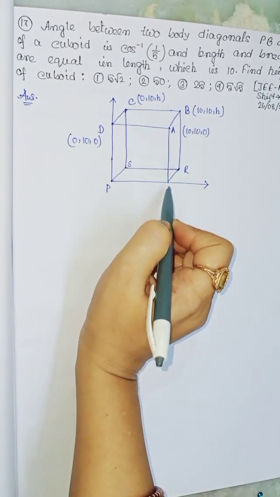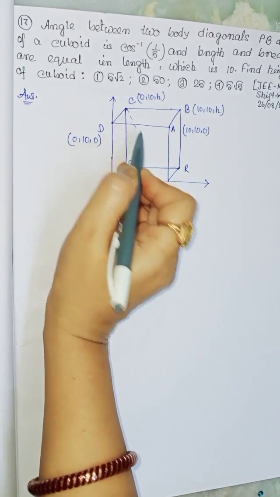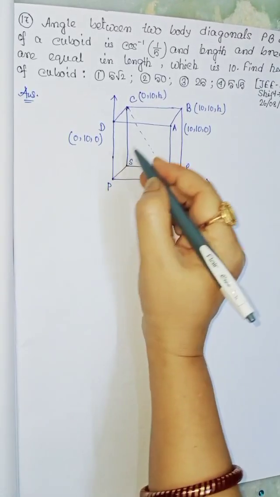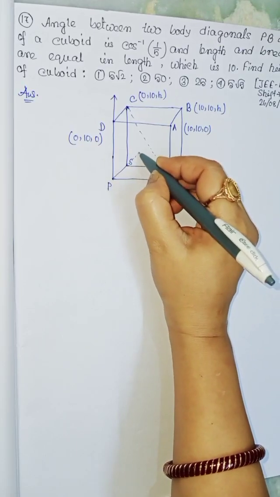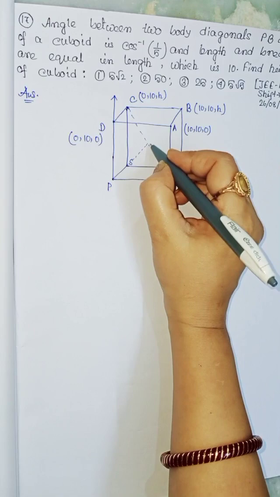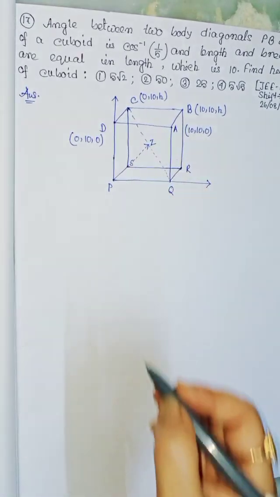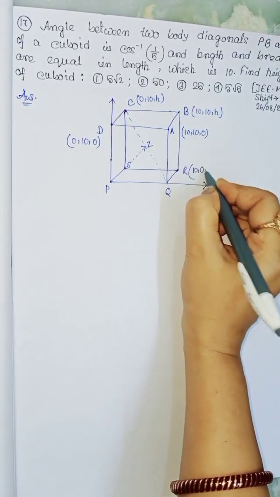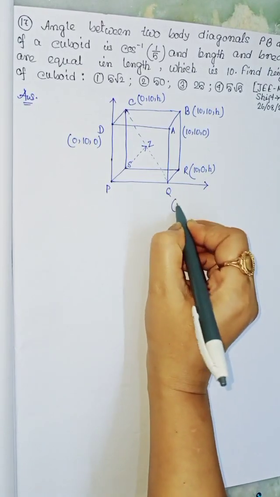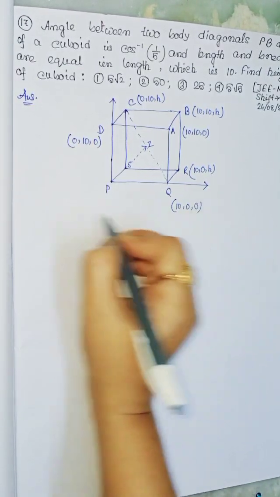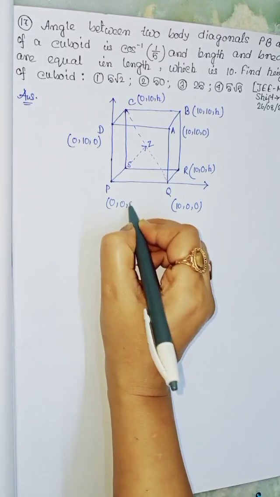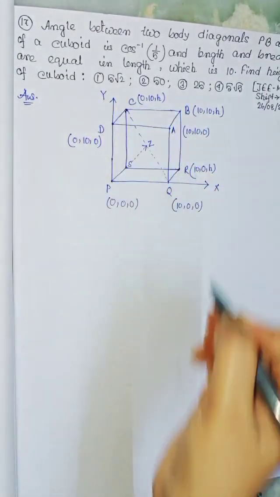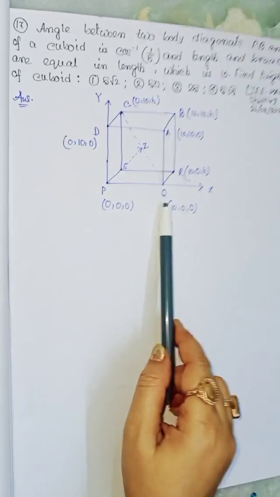And just join C and Q, CQ, the diagonal. R is equal to (10, 0, H), Q is equal to (10, 0, 0), P is equal to (0, 0, 0). So this one is the x-axis and this one is the y-axis. So this is the given cuboid.